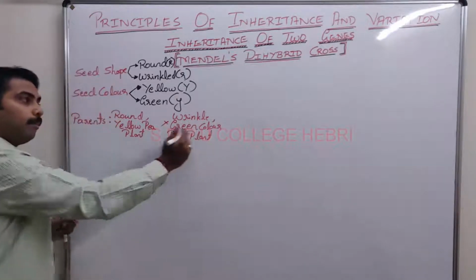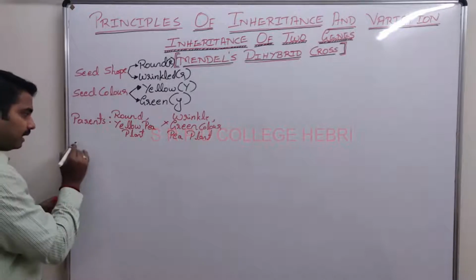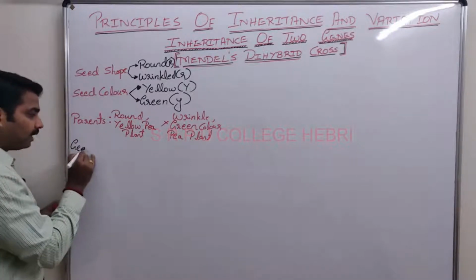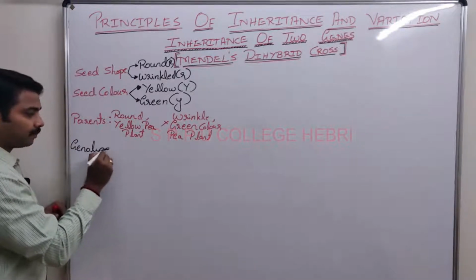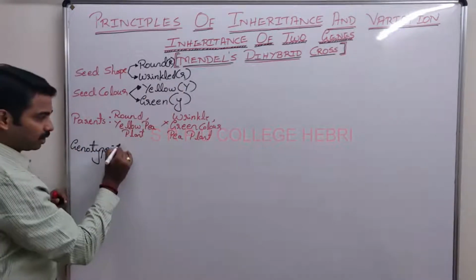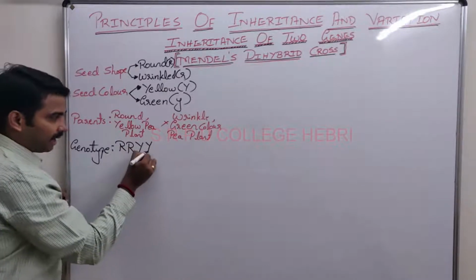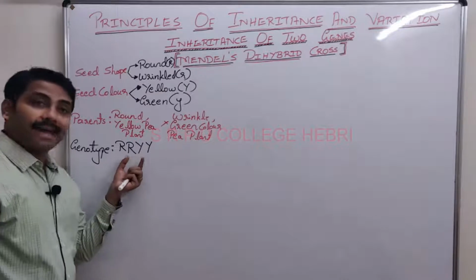Remember that both the plants are true breeding, they are homozygous, and hence what is the genotype? The genotype: round is governed by what? Capital R, yellow by capital Y. Dihybrid cross.